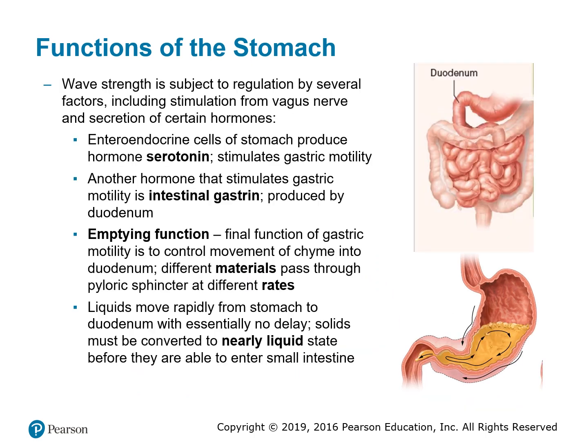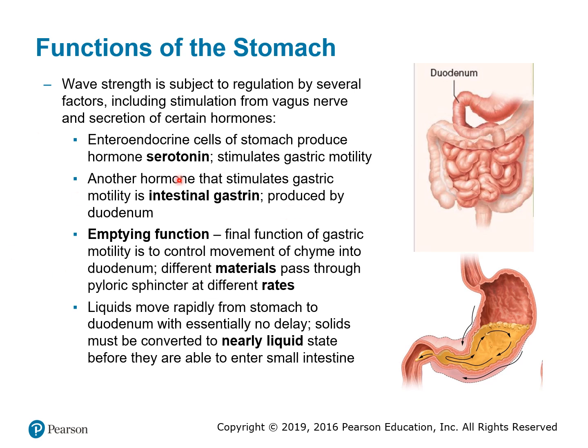Okay, and then once again, functions of the stomach. It is very important. It is subject to regulation, meaning how the stomach moves and contracts is going to be controlled by the vagus nerve and of course the hormones that are secreted by the endocrine system. So the enteroendocrine cells are going to produce the hormone serotonin, which is going to stimulate gastric motility, meaning that when you're eating food, it is going to help those muscles move. Another hormone that stimulates gastric motility is the intestinal gastrin, which is produced by the duodenum. Because remember, the duodenum is between the stomach and the small intestine.